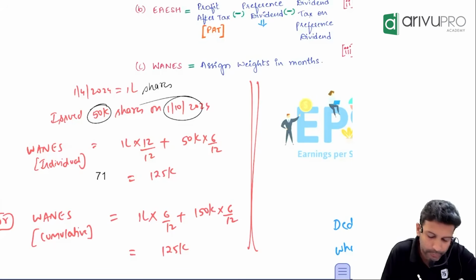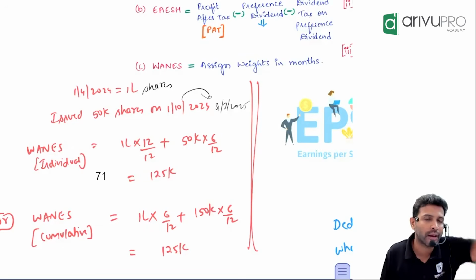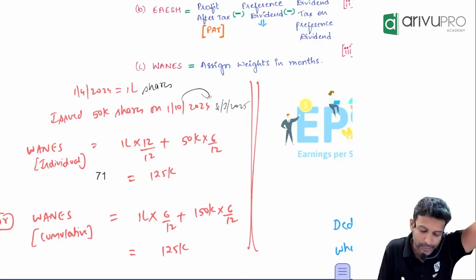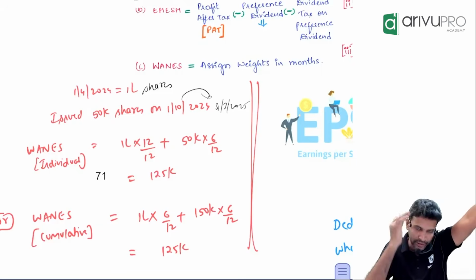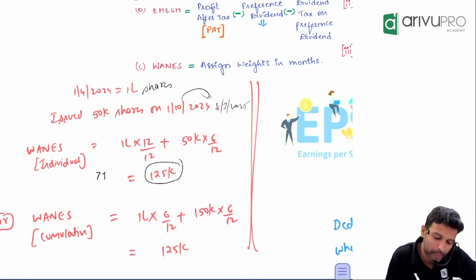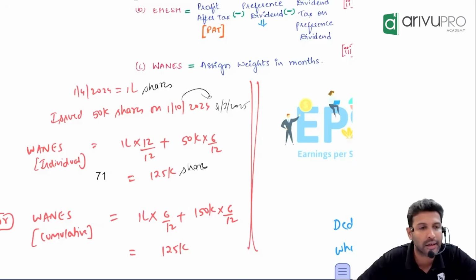50,000 shares came when? 1st October. That means these shares are only available from 1st October to 31st March 2025. Count October, November, December, Jan, Feb, March. How many months? 6 months. So on 50,000 shares, the weightage will be 6 by 12. If you add up, the total weighted shares will be 1,25,000 shares. This will be utilized for our basic EPS calculation.